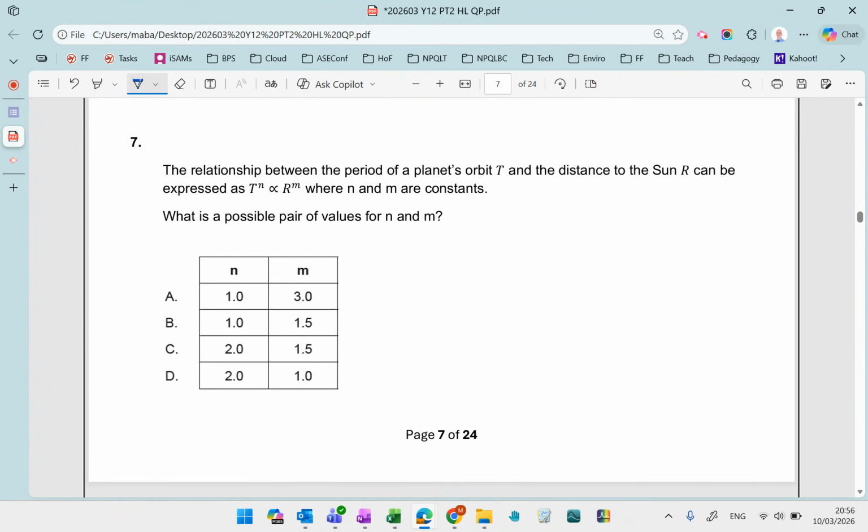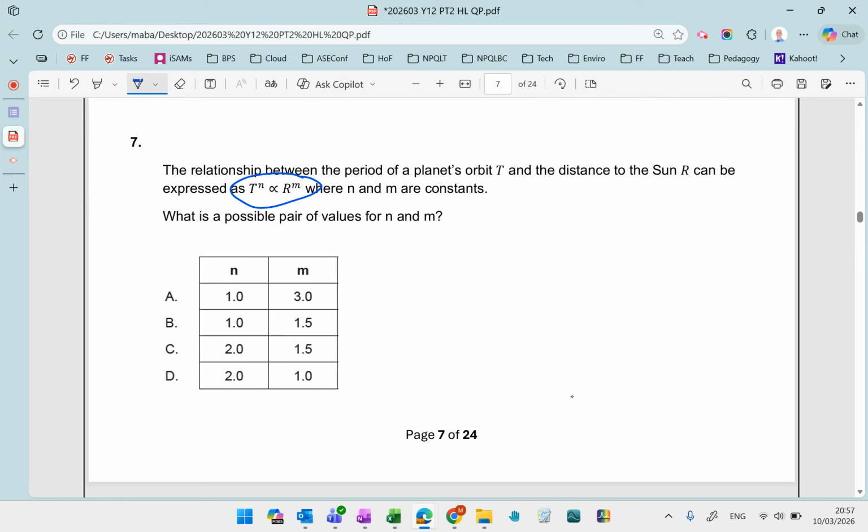Right, question 7. So it's asking for this relationship here, which is one of Kepler's laws, isn't it? I think it's Kepler's second law. Okay, now you might be able to remember that off the top of your head, but I can't, so I'm going to have to work it out from first principles, right?